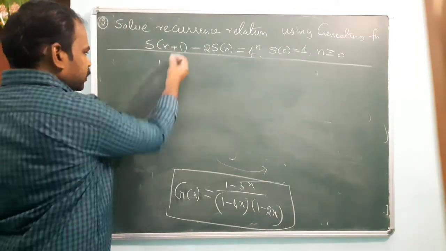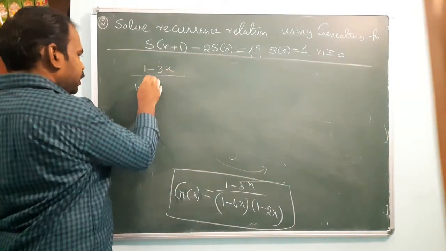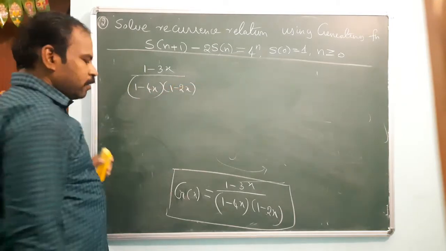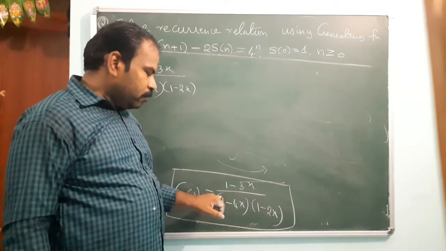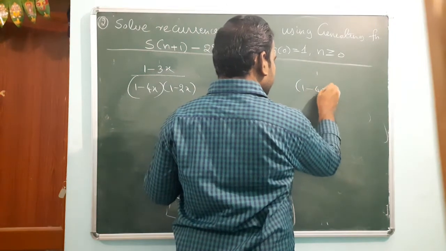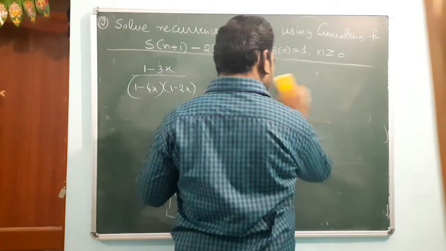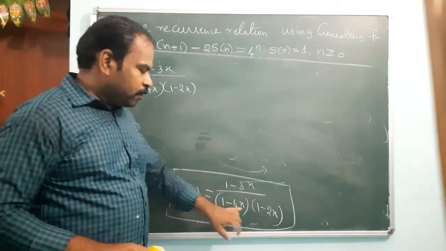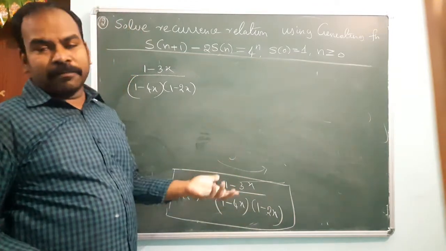So what is partial fraction? Take (1 minus 3x) by (1 minus 4x)(1 minus 2x). We use partial fraction to separate first, because we know the formula for 1 minus 4x whole power minus 1. We know this formula separately, and that one separately. So first we use partial fraction to separate this.